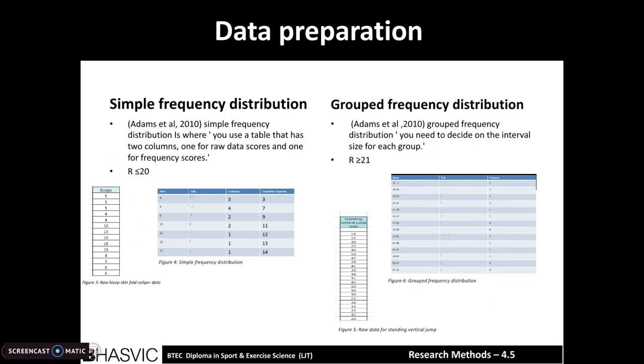Shown in Figure 6 is my grouped frequency distribution of the vertical jump scores of the gymnast. The reason there is 14 rows is because the intervals were just under 3. Therefore, 14 rows fits perfectly with the number of scores I had. Figure 5 just indicates the raw data that I have converted into the table.